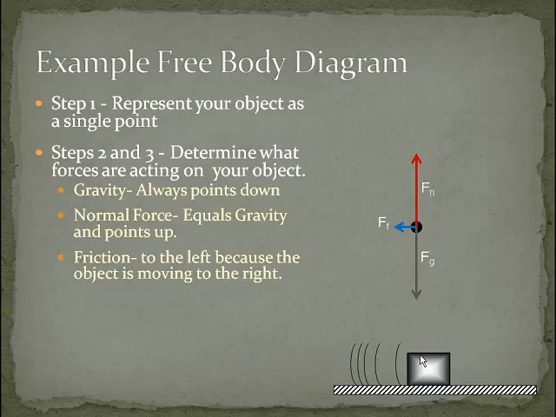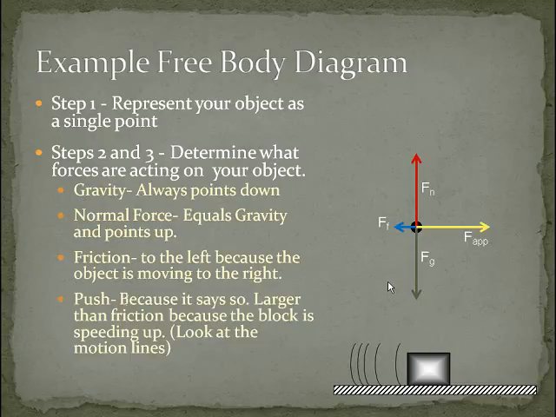And then the last one is going to be my push, or the force applied, the force that I'm applying to it. This is because the problem says that it's being pushed to the right. And it has to be larger than my friction because the block is speeding up, or accelerating, to the right. If I look here once again, these lines are getting farther apart, and so the block is speeding up to the right. And so that is how I do this free body diagram.